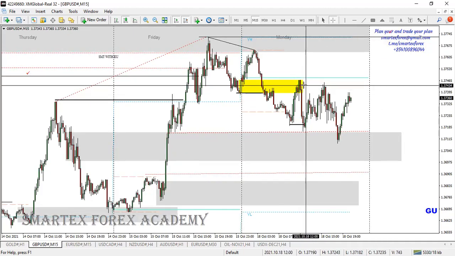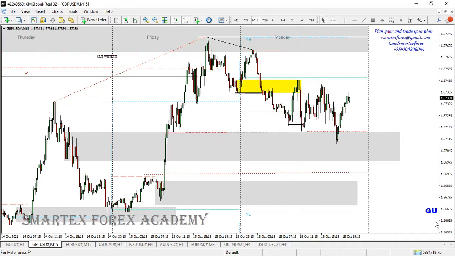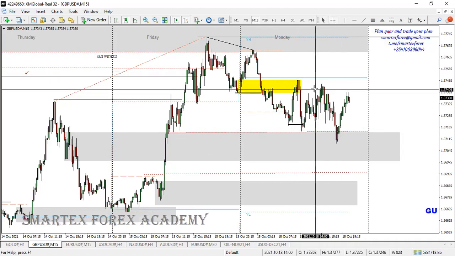If you take your entry at 50% of this one, your stop loss above here is around 7 to 8 to 10 pips. It's up to you to see how much to place for your stop loss, but for me, 7 pips was enough. Target is this low. There's liquidity here. I usually target 30 pips, so that's why I place my take profit.